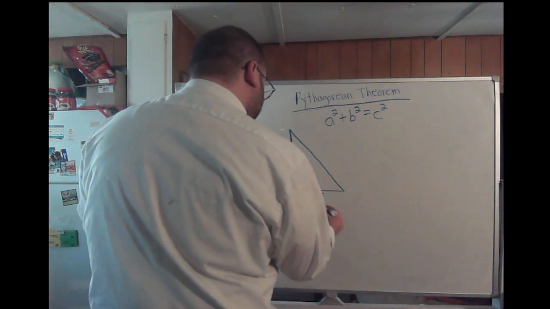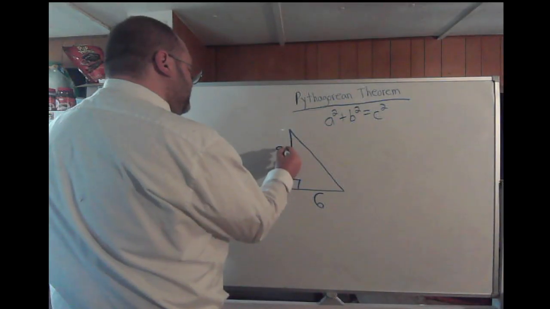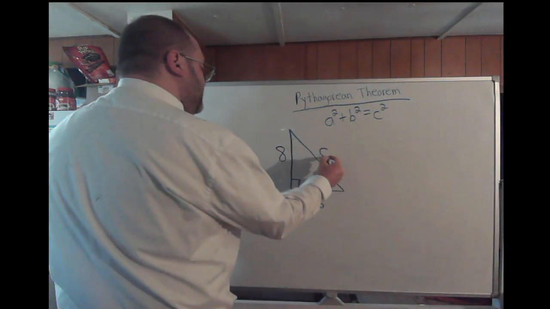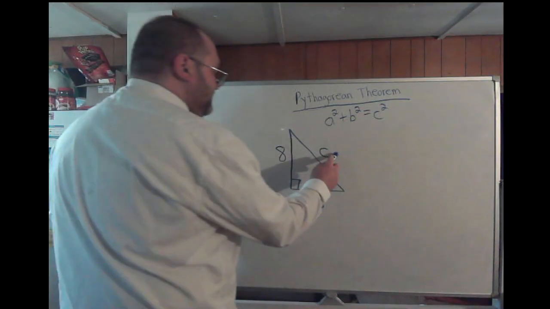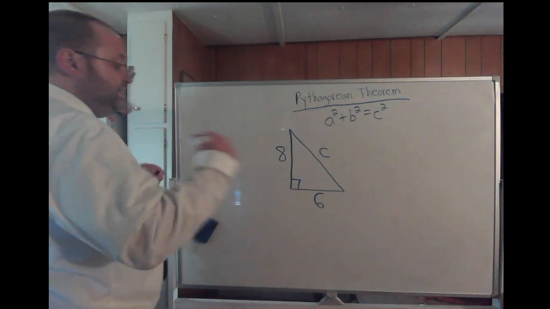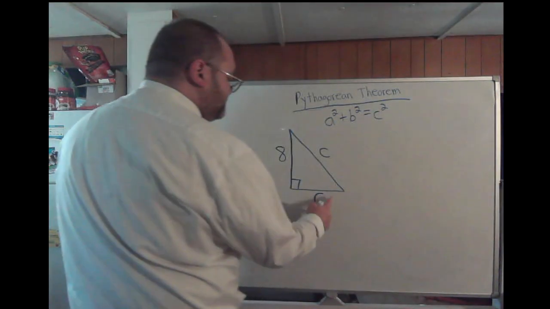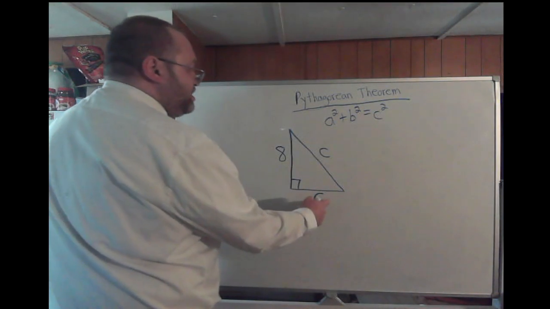We have one leg being length 6, the other leg being length 8. We don't know the length of the hypotenuse, so we'll call that length C. The idea is I could call 6 my A. It doesn't matter if it's A or B. I'm just going to call 6 A.